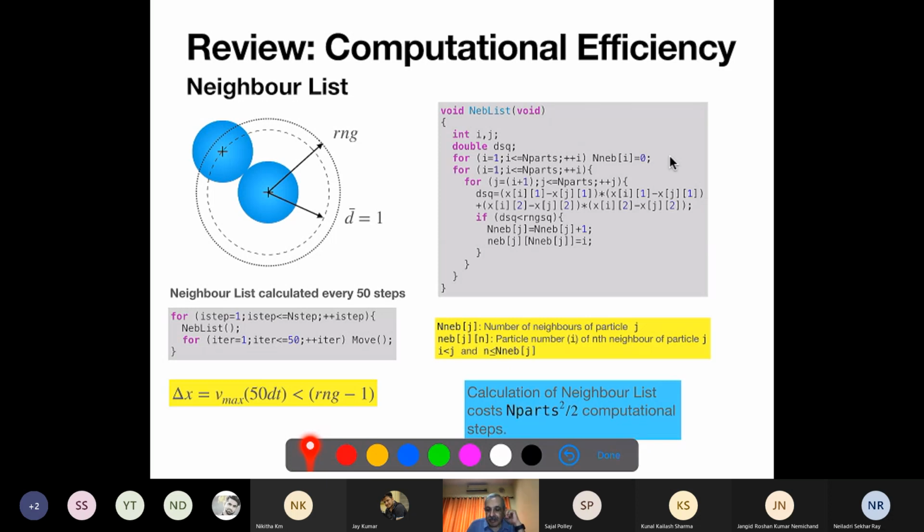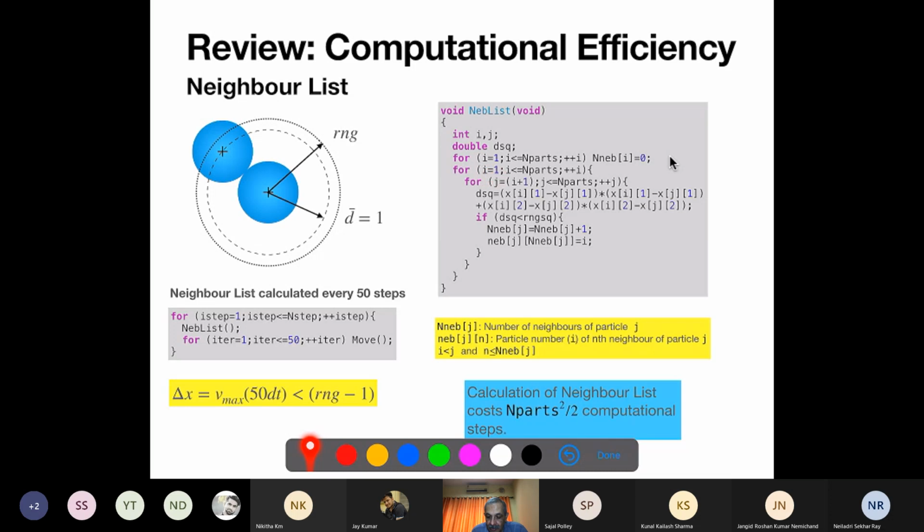So as I had mentioned in the last class, the most expensive thing in terms of computation, the thing that takes maximum time, is the computation of the neighbor list. And so how do you find out the neighbor list? Well, you loop over the particles. This is the crude way of doing it.